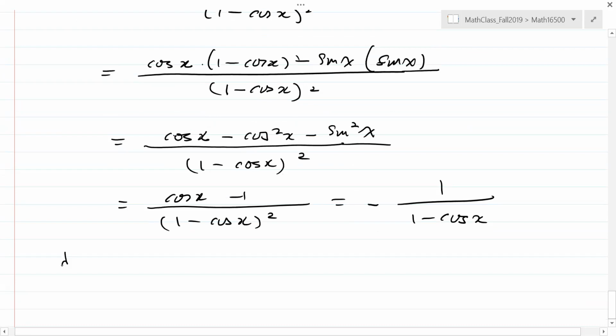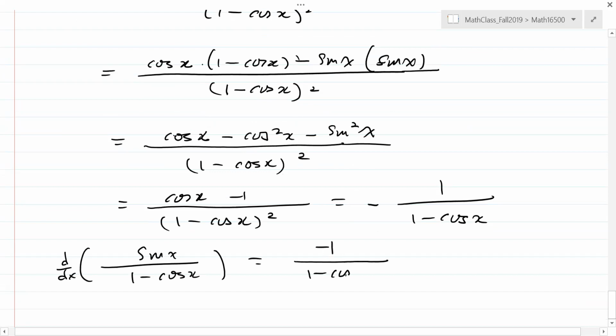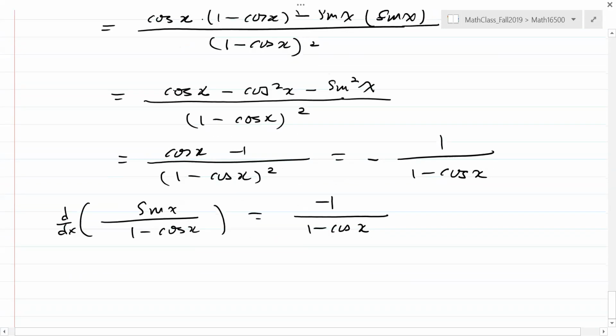So what does that mean? We find the derivative, and that is going to be equal to negative 1 over 1 minus cosine x. See, we just drop the sine x in the numerator and change it to negative 1. That's weird. But that's what we got. Since I don't think we made any computation mistakes, we believe this is the correct answer. We applied the quotient rule to solve the problem.